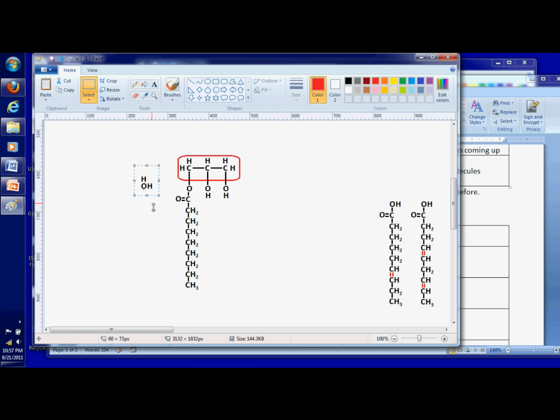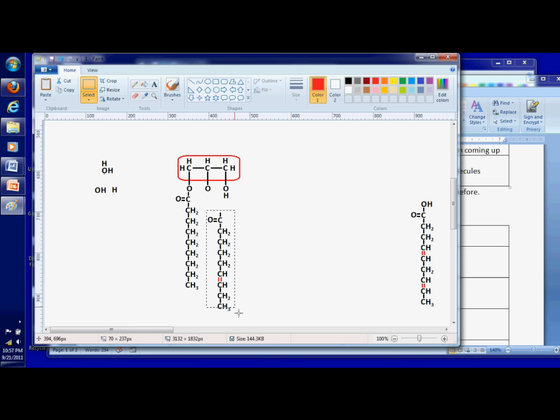Here's an H and an OH. Come out. So this guy can now stick to that guy right there. Notice this one is unsaturated, or monounsaturated, because of the double bond here shown in red.